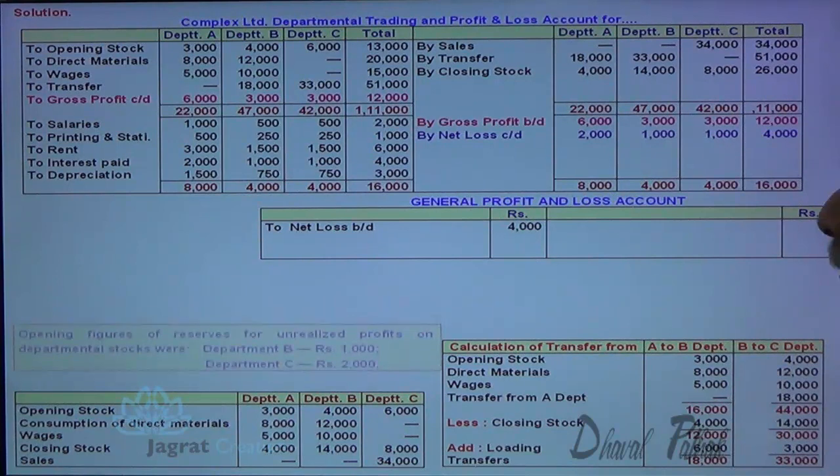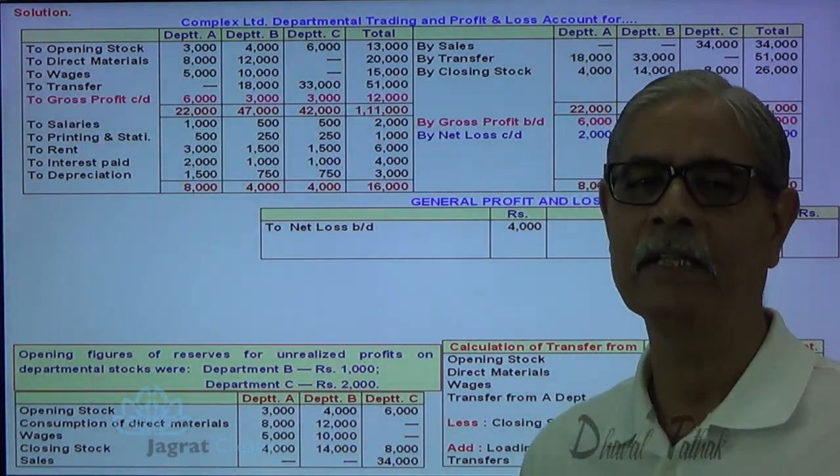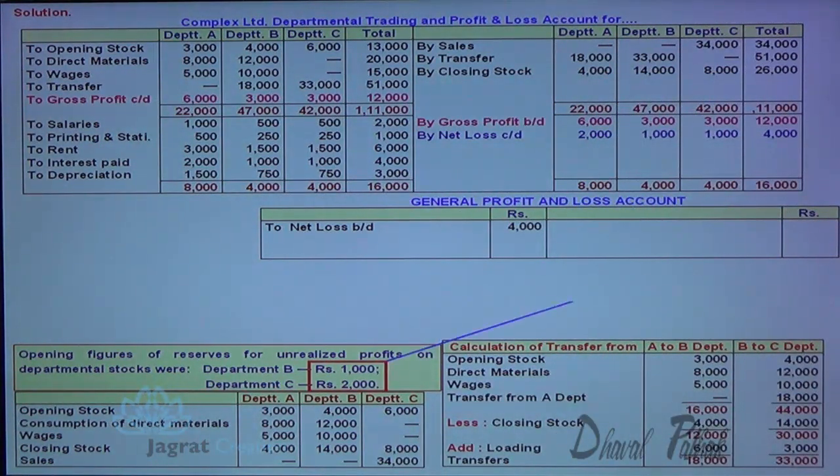The unrealized profit in the opening stock gets realized during the year. So it will be transferred to the credit side of the general profit and loss account. So this 2,000 plus 1,000, 3,000 stock reserve is credited to profit and loss account.